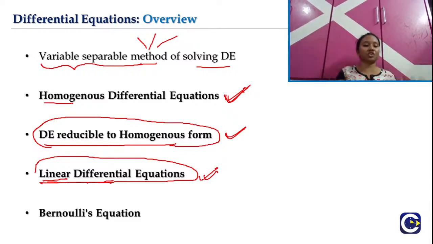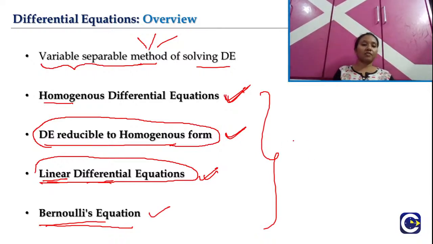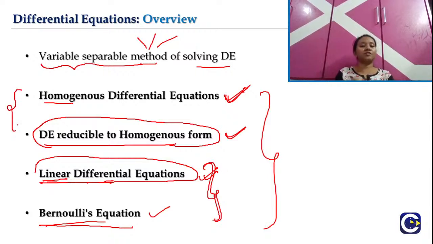After that, we have a special format, which is Bernoulli's equation. We solve Bernoulli's equation using the linear differential format. How we are going to do it, we'll see in today's session. First we'll see the representation of a Bernoulli's equation, and then the methodology to solve it. So in today's session we have homogeneous as the first one, and then linear. The linear differential equation and Bernoulli's equation will be related, and in a similar way the homogeneous differential equation and the differential equation reducible to homogeneous form will be related. So today we are going to start with the homogeneous format. Let's start with today's session.